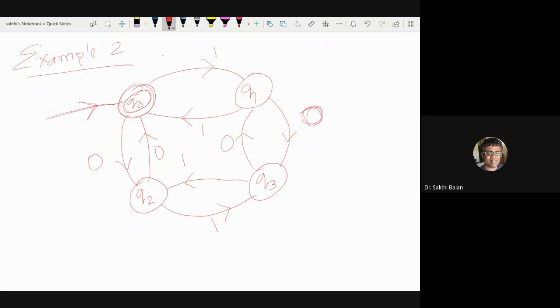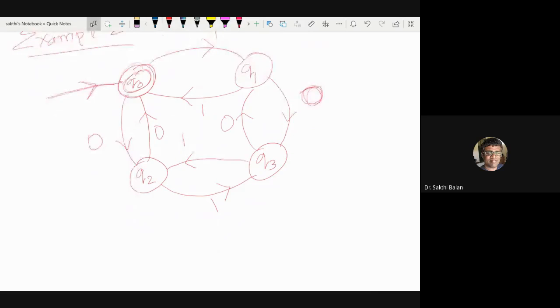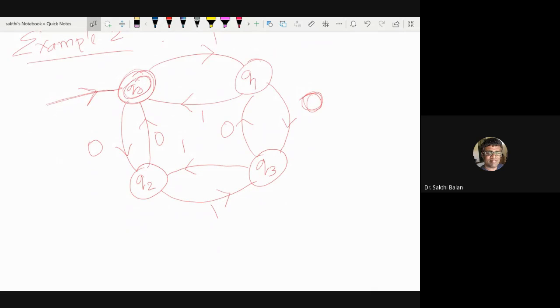Now, let me ask you this question. So, can you tell some few strings that will be accepted by this automata? Can you list out some of the strings that is accepted by this automata? Can you tell me? You can open your mic and then tell. Just tell some strings which are accepted. You know what you mean by accepted, right?